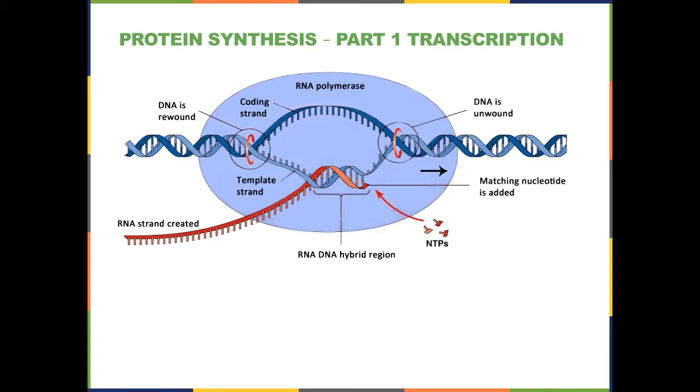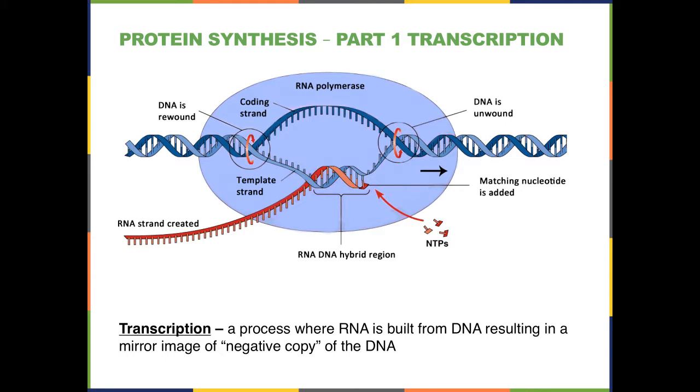The first part of the production of a protein is called transcription. And transcription is essentially the making of a RNA, a piece of RNA that is built from the DNA. And the RNA is a mirror image of the DNA that it's built from. And so it's a negative copy, if you will. It's as if you look into a mirror and then you take a picture of the image in the mirror as opposed to your actual image. So let's take a look at this diagram and see how this happens.